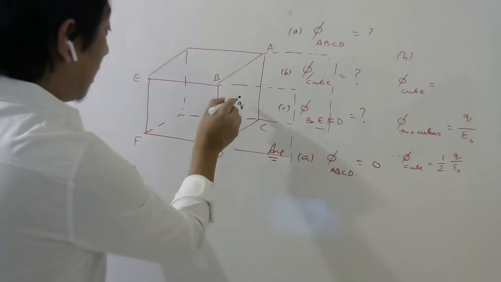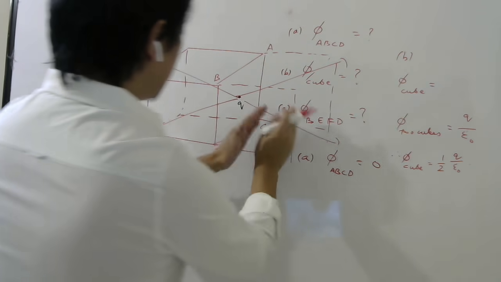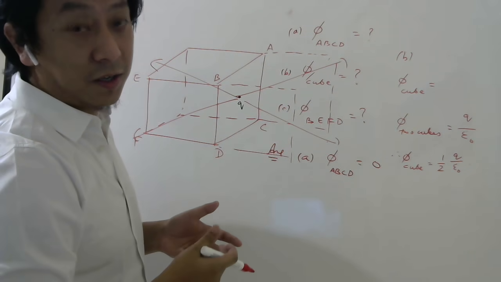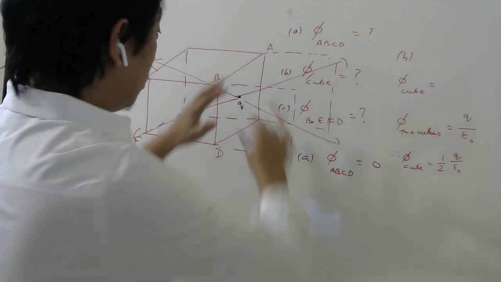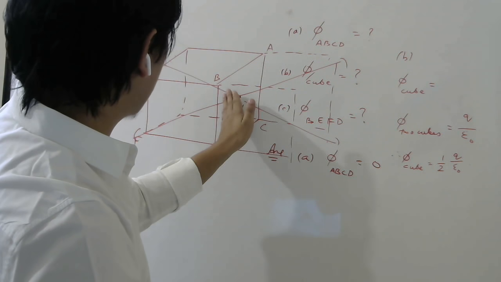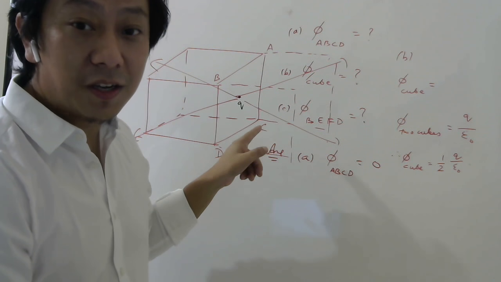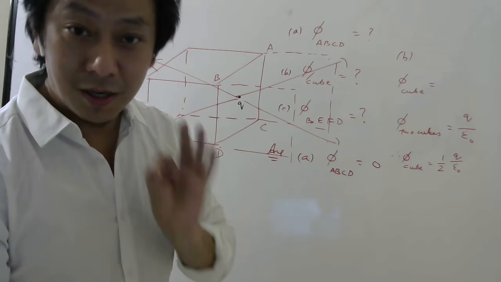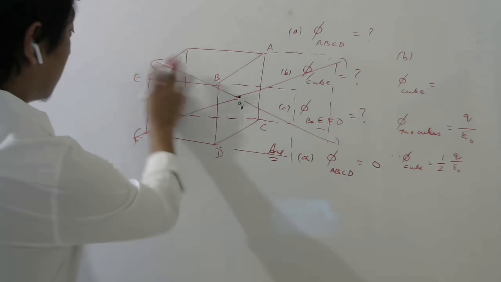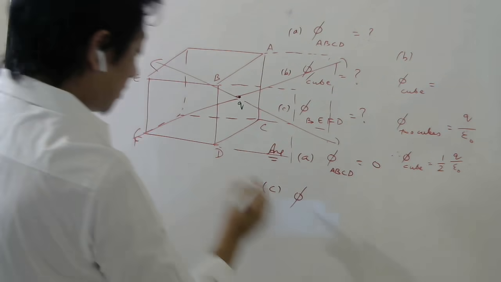That is because any lines that cut this cube will also cut the other cube. That means both the cubes contribute equally to the flux. So in calculating the electric flux through these two cubes, this cube and this cube will contribute equally, because whatever lines pass through this cube will also pass through the other cube, because it is placed symmetrically with respect to these two cubes. Understood? Now the other part was to find the flux through this surface. Part C was to find the flux through this surface, which is BEFD.